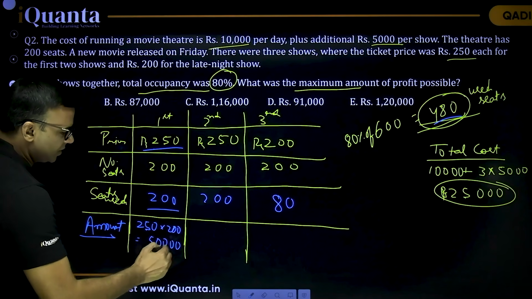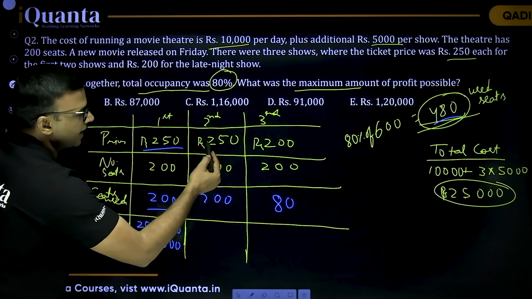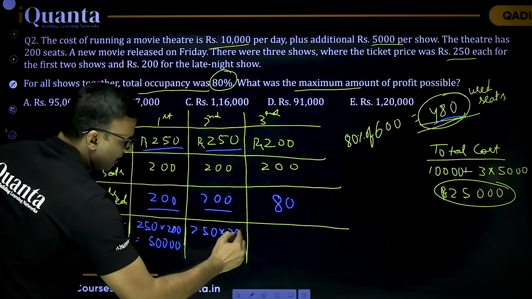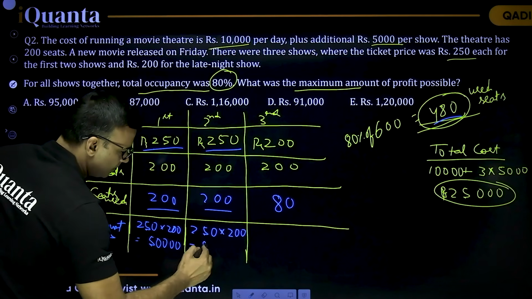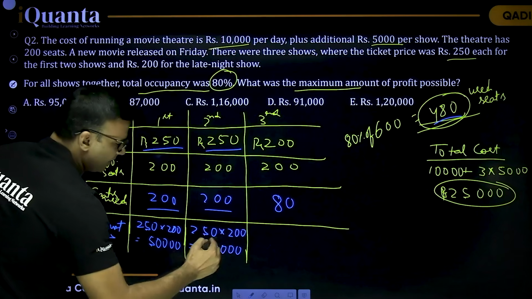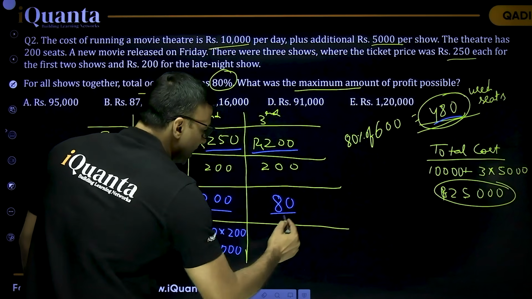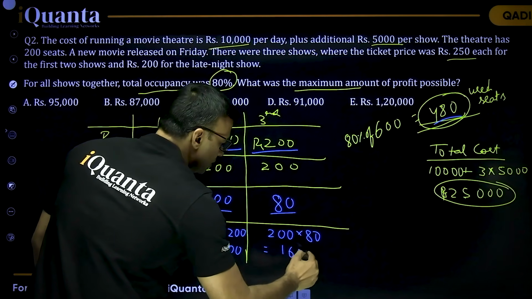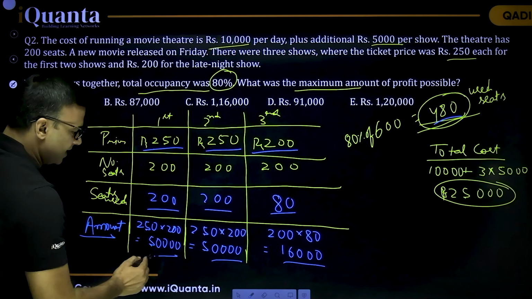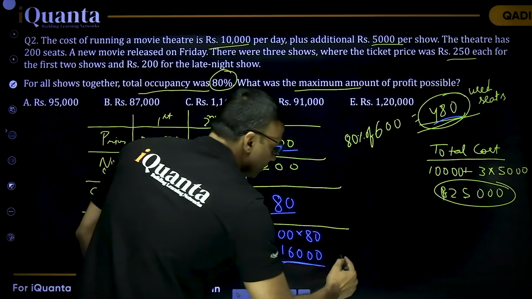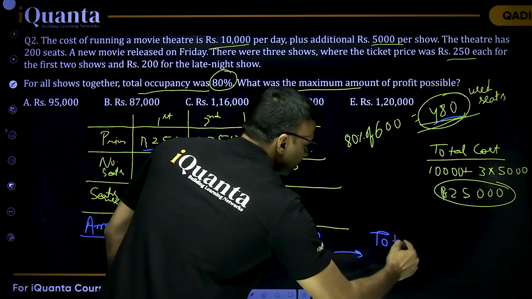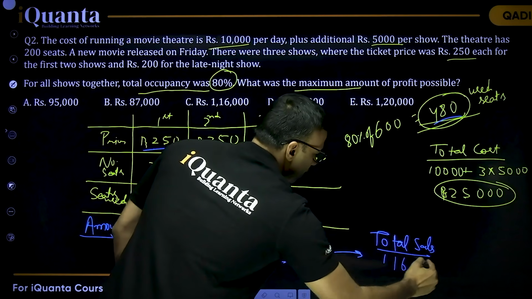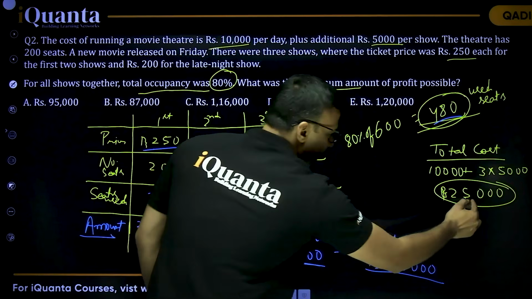Okay, so in the first show, we are getting a revenue of 50,000. In the second show, 250 into 200, that is 50,000. So from the second show also, we are getting 50,000. But from the third show, 200 into 80, and that is 16,000. So the total revenue or the total selling price is 50,000, 50,000, 1 lakh and 16,000. So total sales is 1,16,000 rupees.